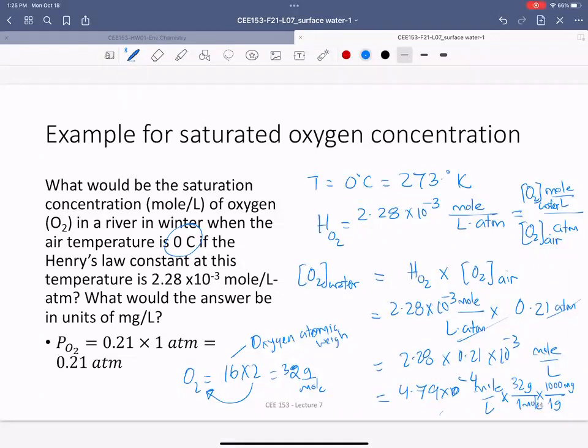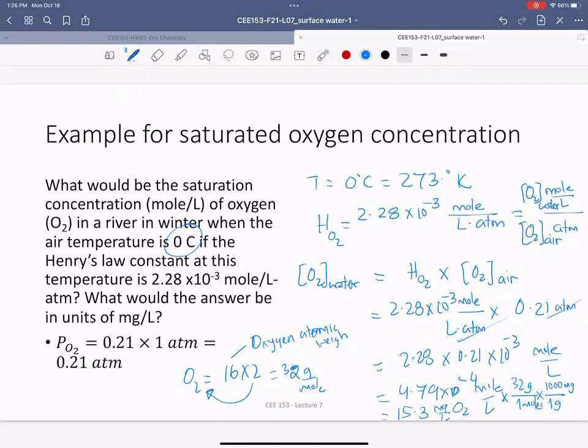4.79 times 32,000. Or another way to do it is if you take the power out, so 4.79 times 3.2. Whatever that number is. How much? 15.3. So 15.3 milligram per liter oxygen.